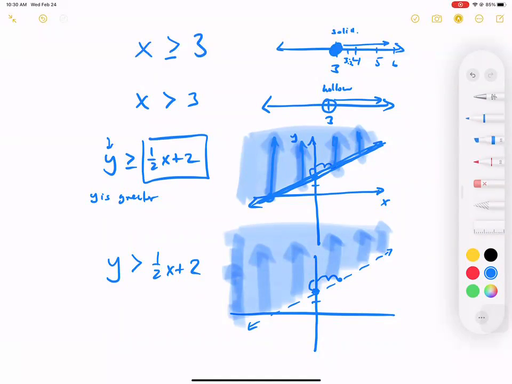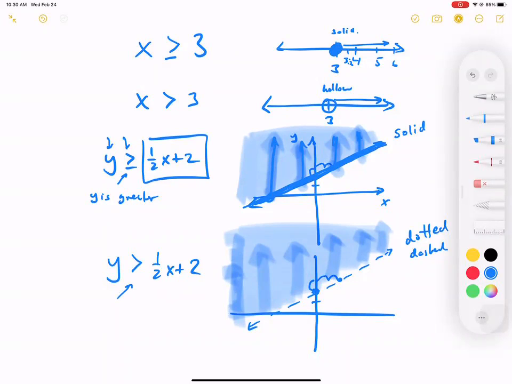Now, please be advised of the difference between solid and dotted. The dotted or dashed line is almost like an invisible barrier. Don't touch it. It's just there to help you contain your graph, versus the solid line, which means you can actually play on this line. So the line that's solid means it's included, it is equal to the line, equal or greater, versus just greater, not equal to. Okay, so make sure that's clear in your head.